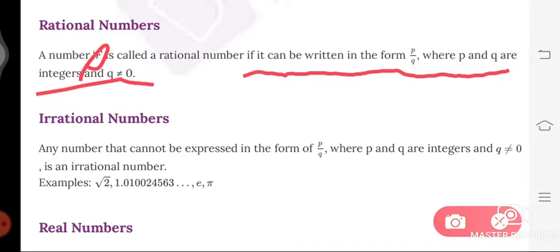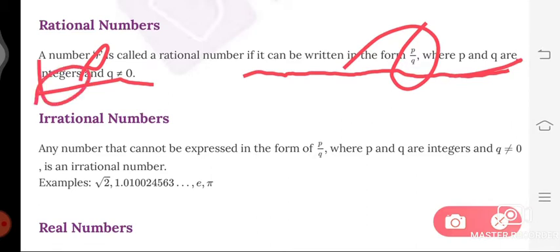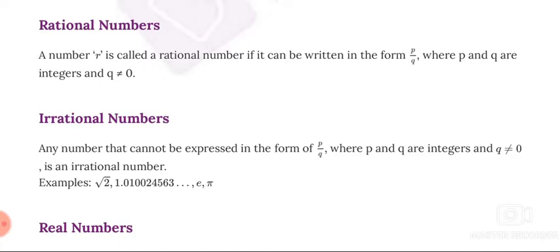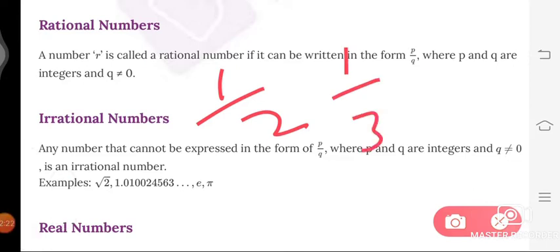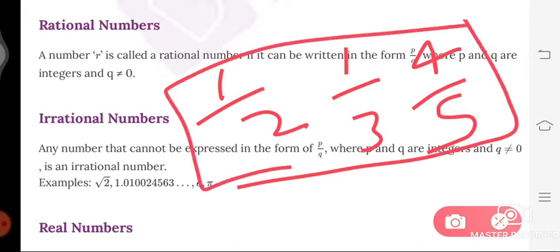So it means any number which is written in the form of p by q, where p and q are integers and q is not equal to 0, will be a rational number. Like 1 by 2, 1 by 3, 4 by 5. These all are rational numbers. 4 by 1.